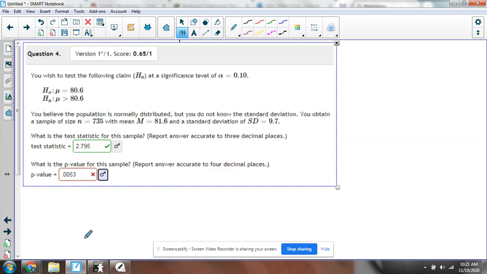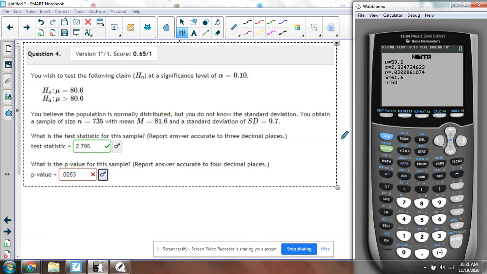Okay, question 4, same thing. I think you might have just rounded wrong. Let's check this one. We don't know standard deviation, so we're not going to use a z-test this time. We're going to use a t-test. So we have the t-test. We're inputting stats. Our mu is going to be 80.6. X bar is going to be 81.6. Our standard deviation of the sample is 9.7. And our sample size is 735. And we want to do a right tail test. And we're going to calculate.